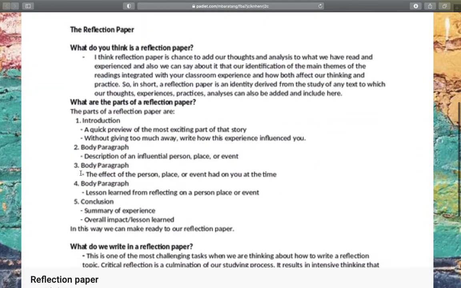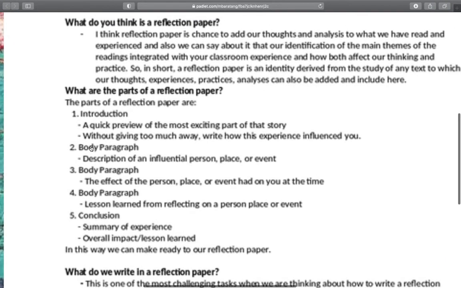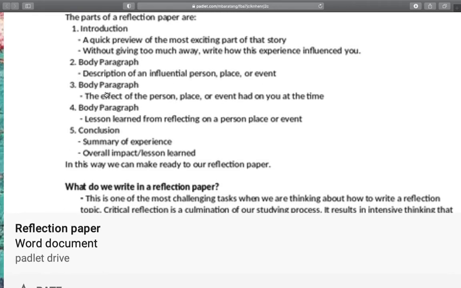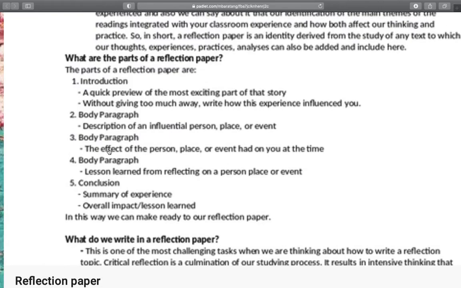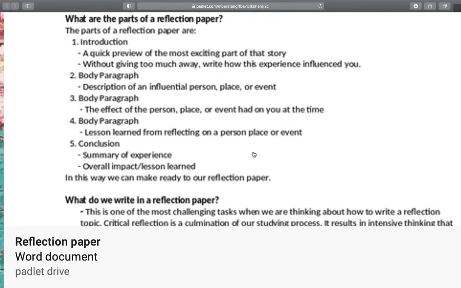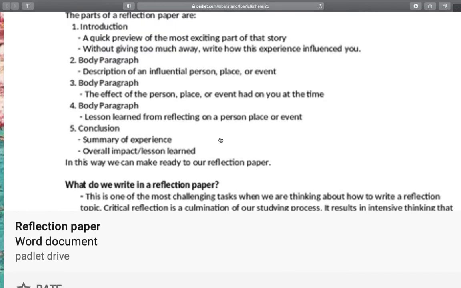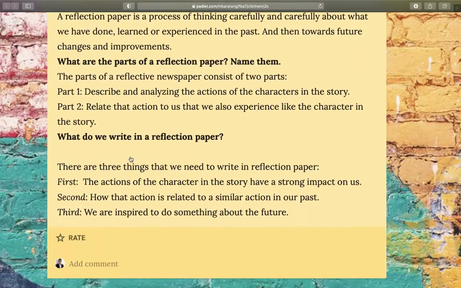Very good. And another one is, wow, this is very detailed. You've got an introduction. Yes, that's correct. You've got body paragraphs. Yeah, so there are 3. And each paragraph contains this. The effect of the person, place, or event that had on you at that time. Lesson learned from reflecting on a person. Yeah, that's right. And also there's a conclusion. Summary of experience, overall impact. Wow, this is quite detailed.